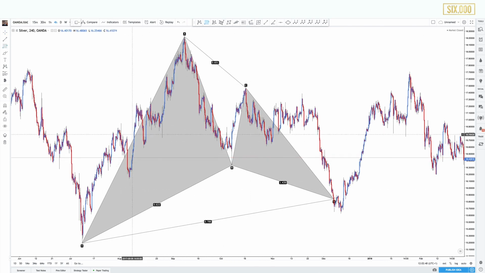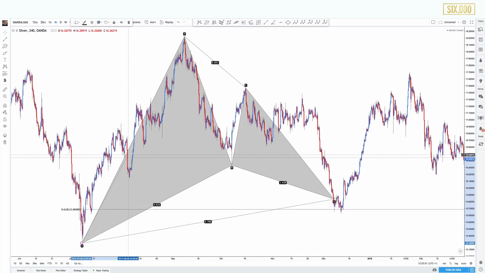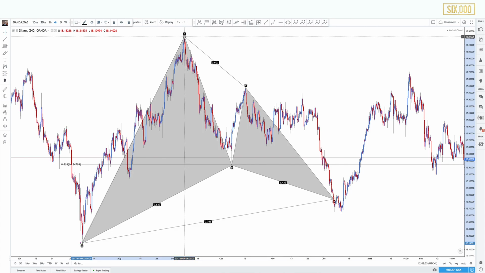First of all, when we're using the XABCD tool, I think it's good to get into the habit of looking where the exact ratios align. And what I mean by that is manually drawing in after you've identified the pattern. So we can see this is the 618 for the B point, the precise measurement. We can see how exact that is. Price reverses after testing that 618 and then forms our C point.